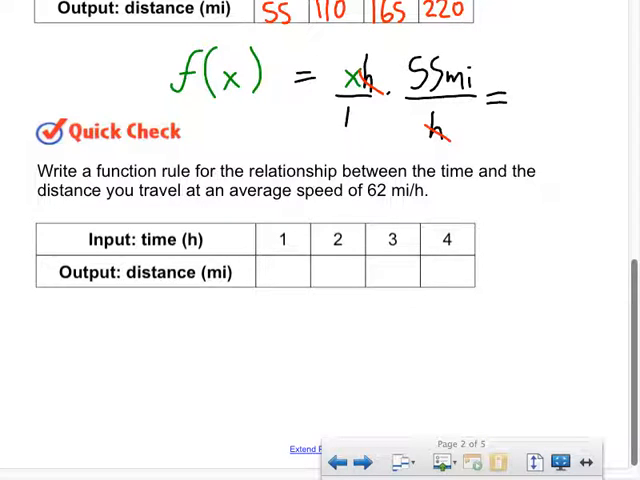All right, here's what I need you guys to do. I need you to write a function rule for the relationship between the time and the distance you travel at an average speed of 62 miles an hour. So this is very, very similar to what we just did. I need you to write a function rule.